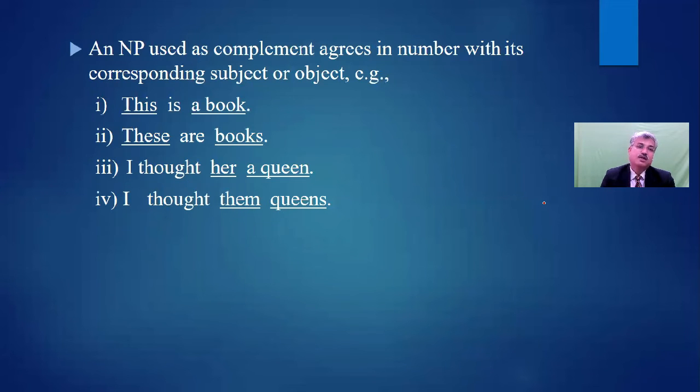For example, this is a book. In this first example, this, the subject, is singular, so the object is singular. These are books: these is plural, so it becomes books. I thought her a queen. Her is singular, so it is a queen, singular. I thought them queens. Them is plural, so it is queens, not queen. So there is a subject or object correlation.